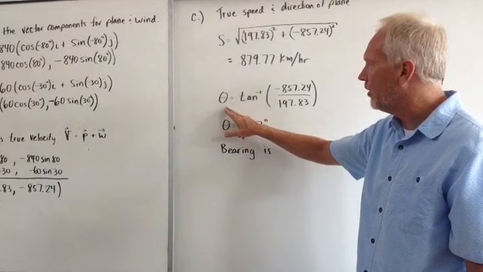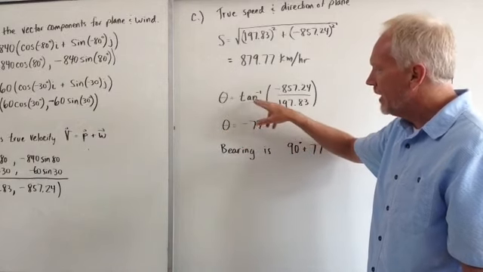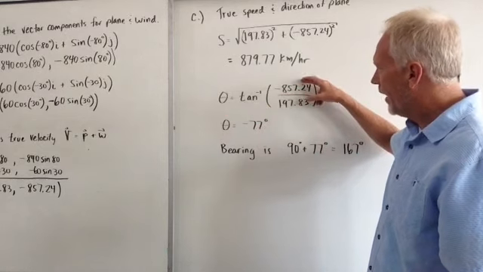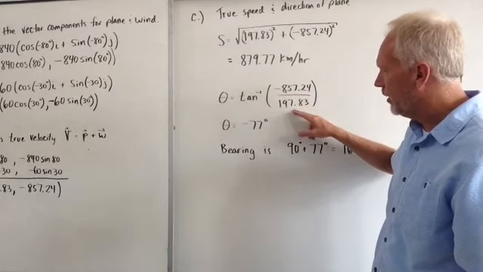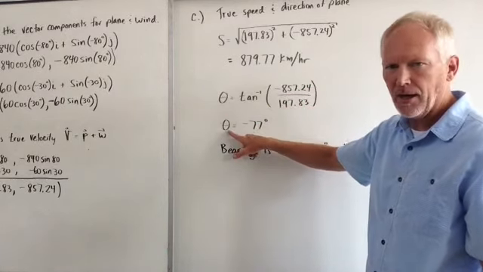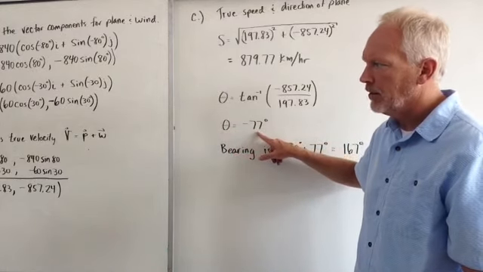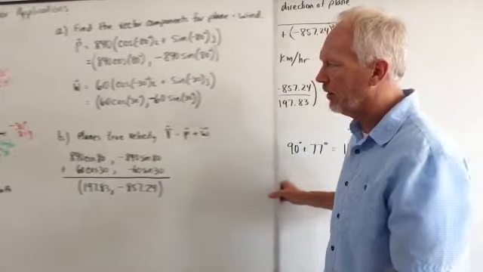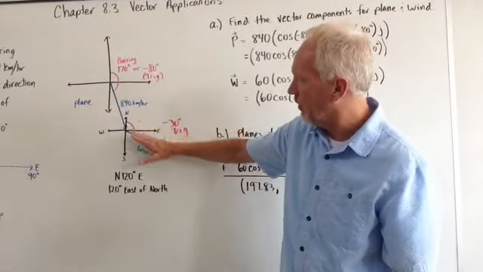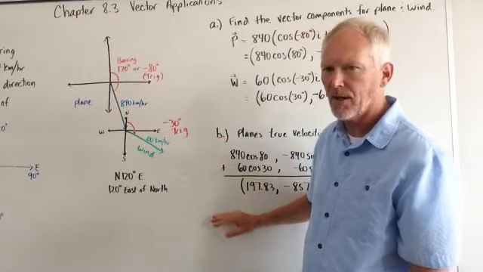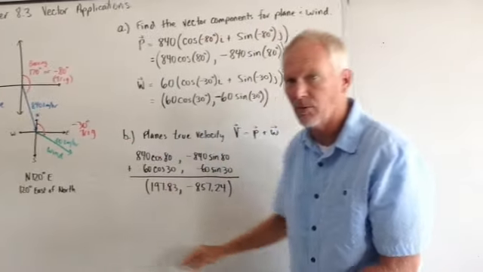To find theta, or the angle that it's traveling in, we take the inverse tangent of the y component over the x component. And when you do that, you get theta equal to negative 77 degrees, all right? Which makes sense from our picture over here. If we came down this vector here, we would see that it's about negative 77 degrees. We could figure that out, which we've done.